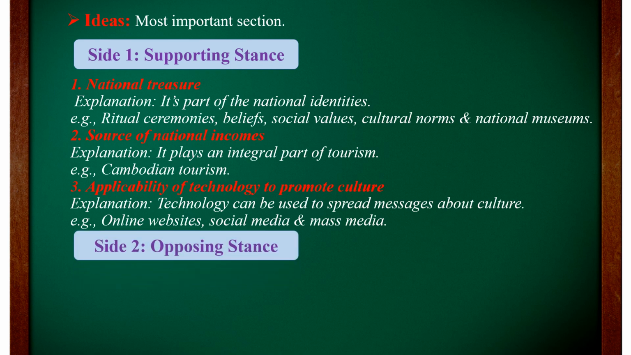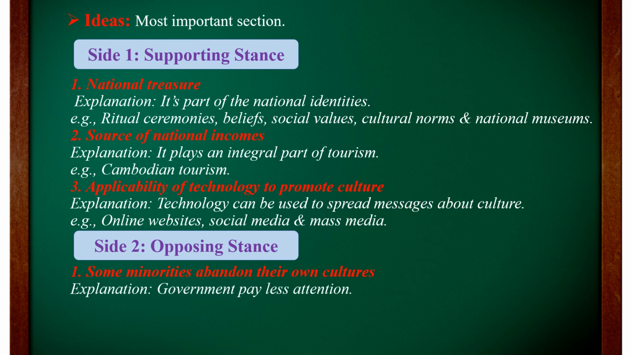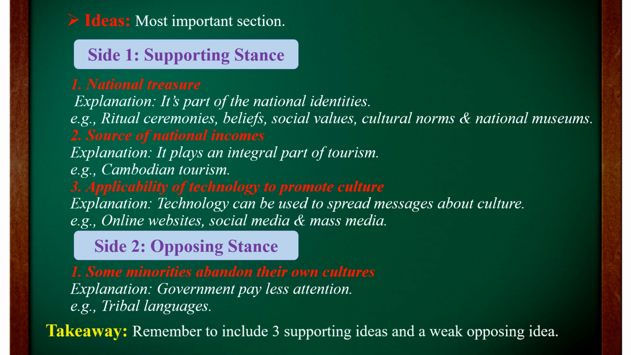Second, you should include one big opposing idea and reject it later to convince the reader that your essay considered both sides but not one side. In the exercise, I included the idea that some minority abandon their own culture. Then I rebut that those cases are due to the lacking government attention. For example, some cases of tribal language. One takeaway from this section is remember to include 3 supporting ideas and a weak opposing idea to make your essay more convincing.